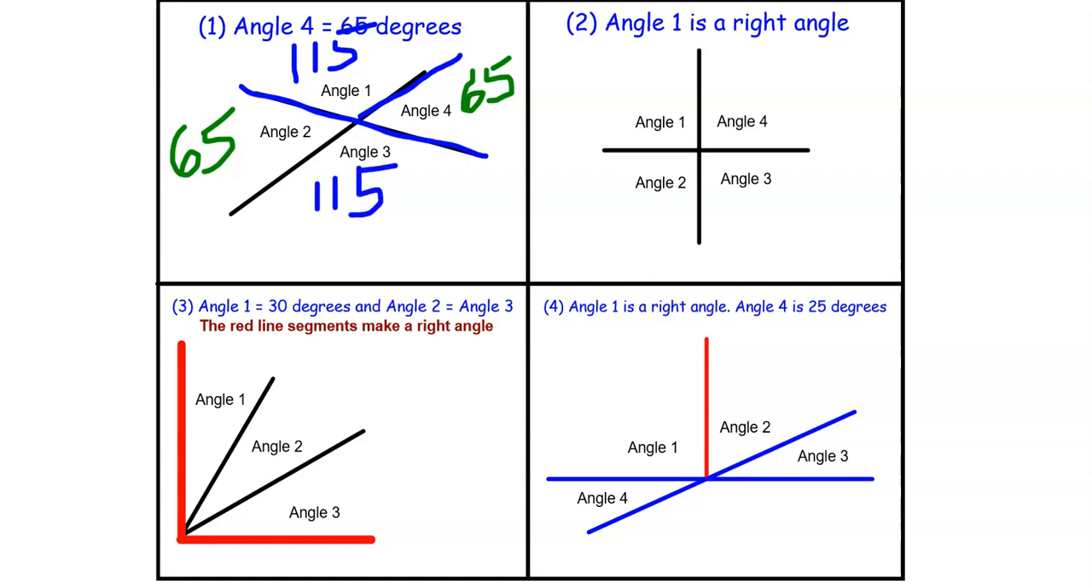In question 2, up in the top right, angle 1 is a right angle, which means all of the angles of that intersection are right angles, so that's easy. They are all 90 degrees. That is what happens when you have perpendicular lines.